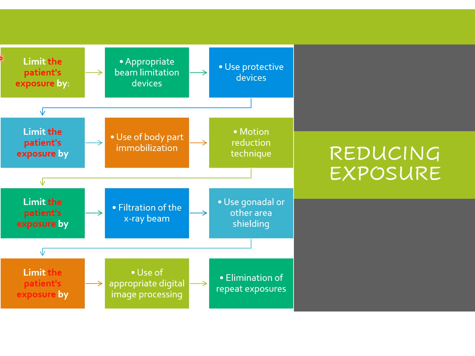So let's take a quick pause and talk about radiation safety. We can limit reducing exposure. We can limit the patient's exposure by appropriate beam limitation devices, like collimators, right? Basically just collimators. We use protective devices around the room like aprons or the walls.